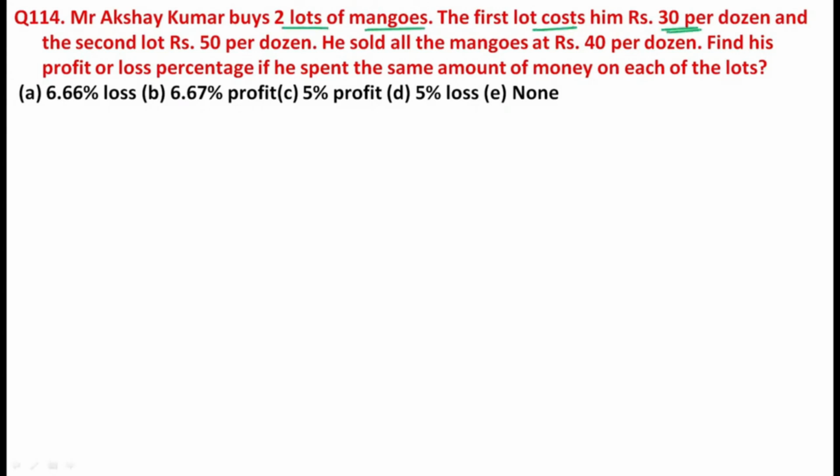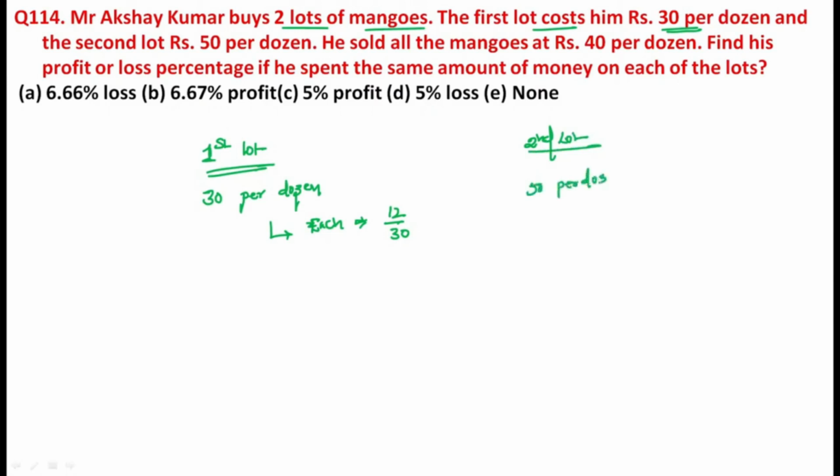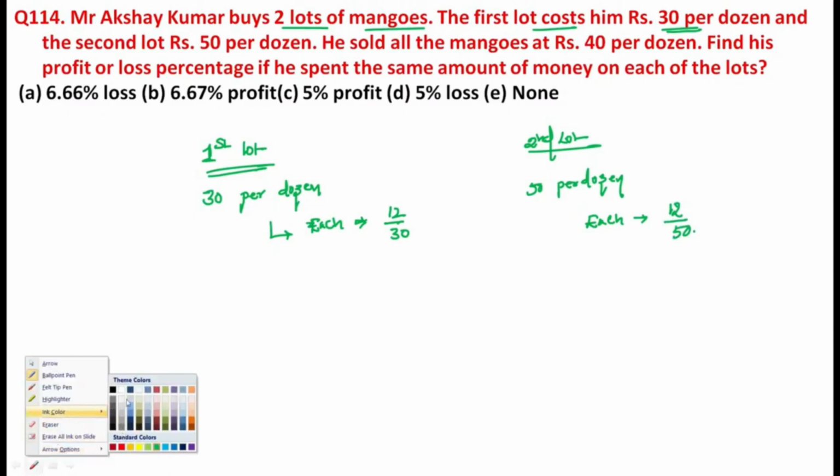Now for question 14, Akshay Kumar buys 2 lots of mangoes. The first lot cost is 30 per dozen. The first lot price is 30 per dozen. Each article is exactly 30 for 12, so 30 by 12 is the price of each article. The second lot, they sell at 50 rupees per dozen. The price of each one is exactly 50 by 12. Again, guys, for solving these kinds of questions, you should focus on the quantity.